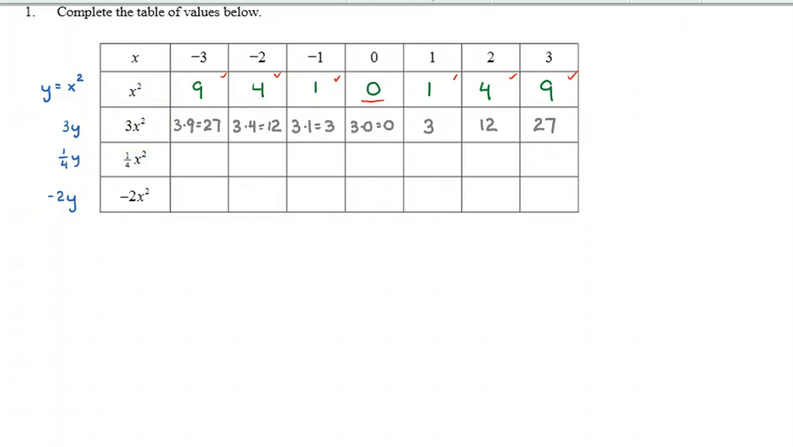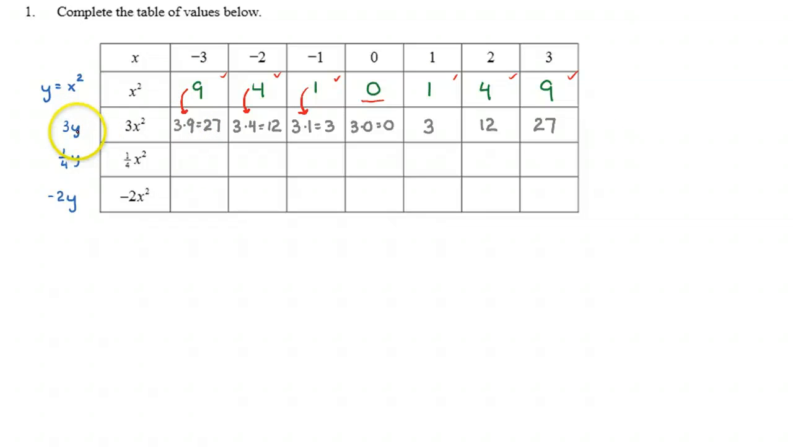But one observation to make here is notice, this is 3 times 9. Notice in x squared, this is 9. It's 3 times 4, well, x squared is 4. 3 times 1, x squared is 1. So notice what we're doing is we're actually taking the x squared value and multiplying it by 3. So we're taking the y value and multiplying it by 3.